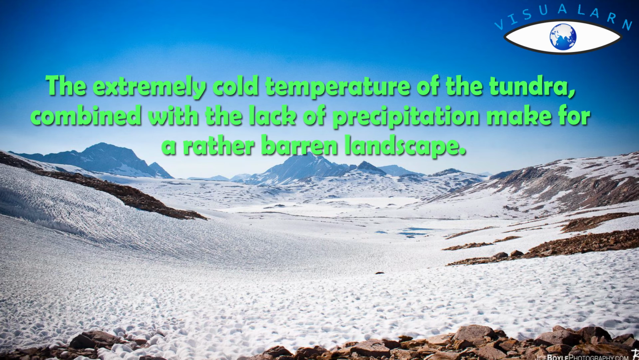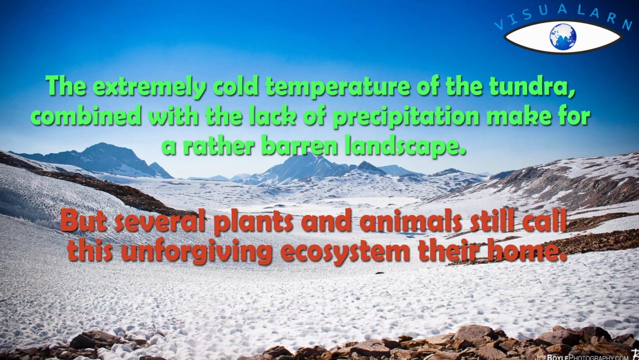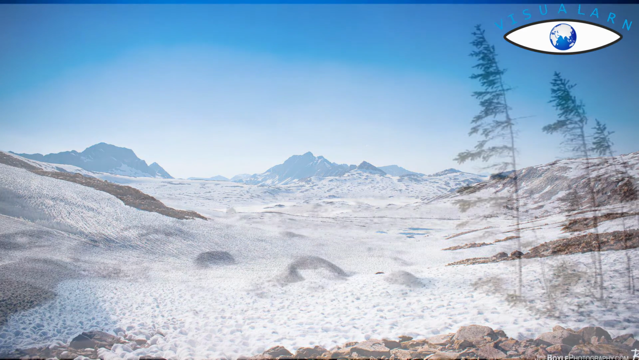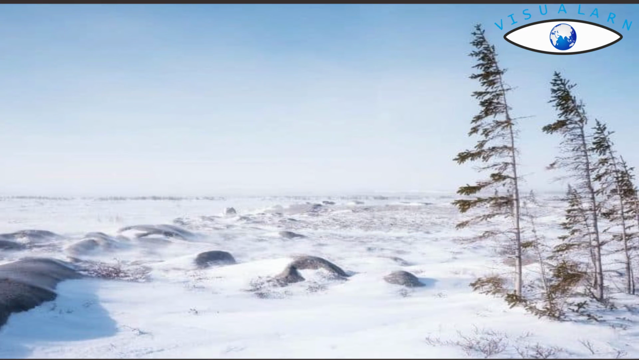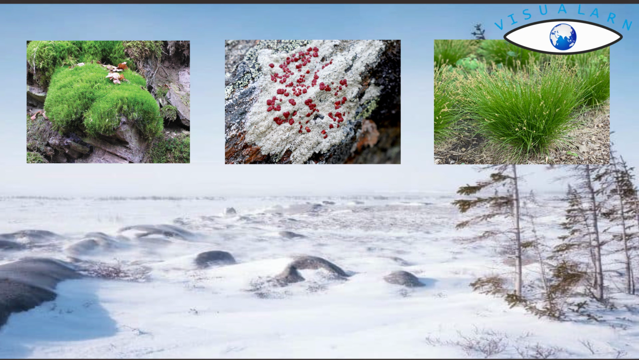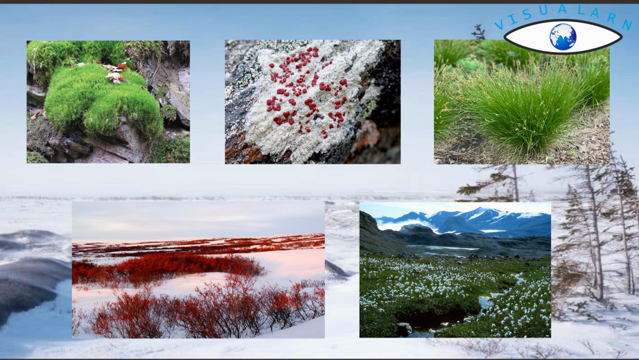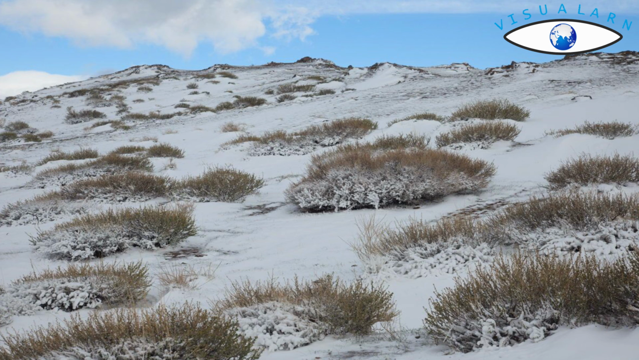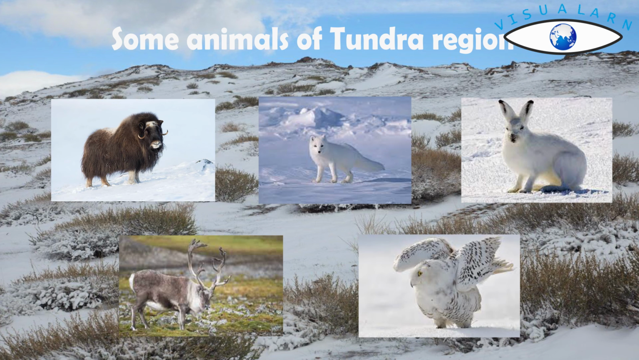The extremely cold temperature of the tundra combined with lack of precipitation make for a rather barren landscape. But several plants and animals still call this unforgiving ecosystem their home. Vegetation in the tundra has adapted to cold and short growing season. Moss, lichen, low shrubs, sage, reindeer mosses, liverwort, and grasses are common. All of the plants are adapted to sweeping winds and disturbances of the soil.